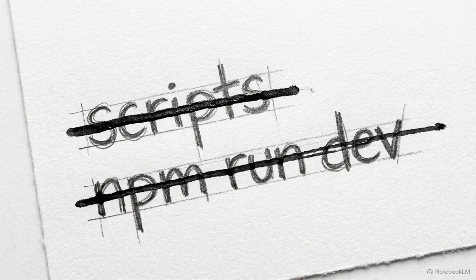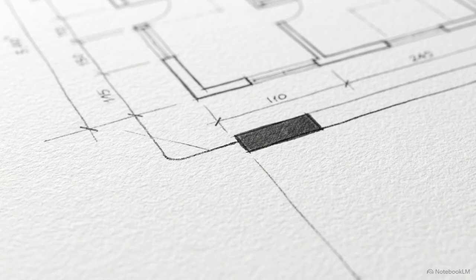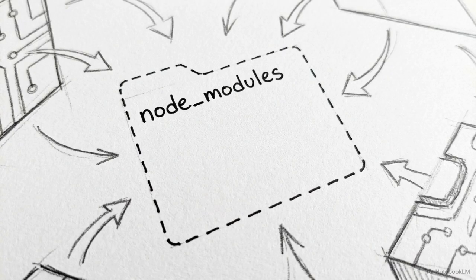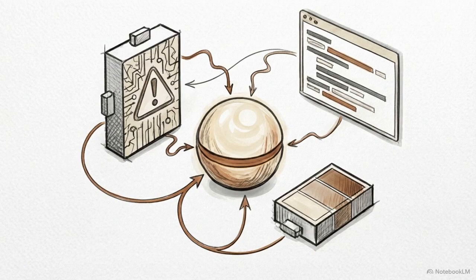Now, instead of looking up the specific npm scripts in the package.json file, just type "run this app" directly into the prompt. Notice how the agent pauses. It scanned the directory, realized the node modules are missing, and is asking for permission to run the install command before booting the server. Because the agent understands the local context of the folder, it solves prerequisite problems on the fly, rather than failing at the first hurdle.